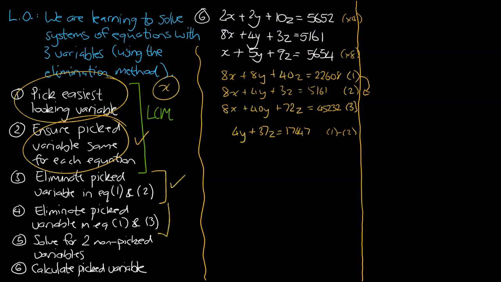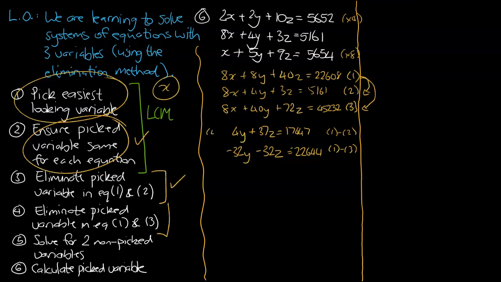So we've done 1 and 2. That's a tick. We now need to eliminate 1 and 3. And again, 8x minus 8x is 0. So I'm going to look to subtract these equations. So I've got 1 minus 3. As I said, the x's cancel each other out. We've got 8y minus 40y. That's negative 32y. We've got 40z minus 32z. That's negative 32z. And then we can subtract the numbers. That's going to be a big number. And that's negative 22,644. So we've gone through these.